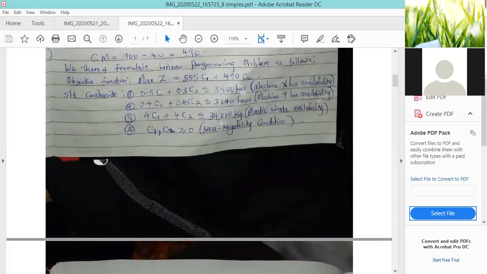So the values given for the plastic waste there, that is what has been used in the production of the 4250 units of the C1 as well as the C2. Also, machine X. If you substitute the 4250 here for C1 and C2, you realize that the figure of 3,400 hours will have been exhausted. There's no balance. So if you are to obtain an extra unit of that, you'd pay how much?